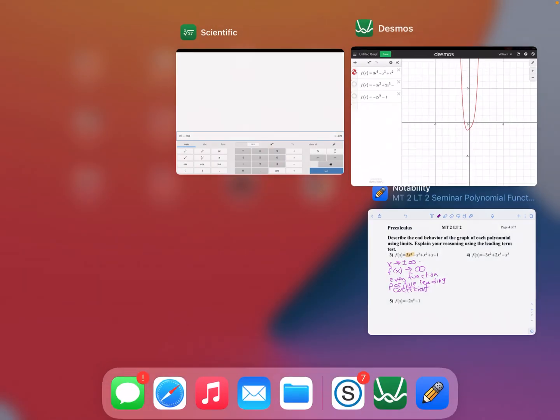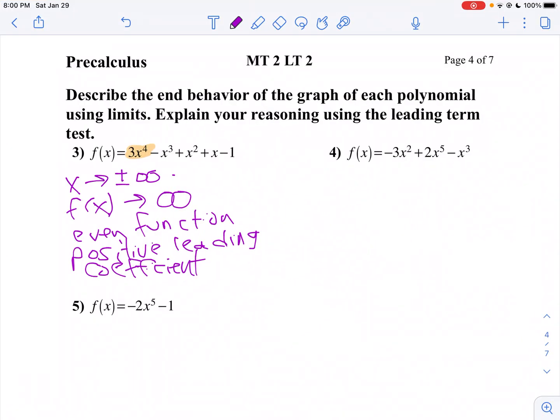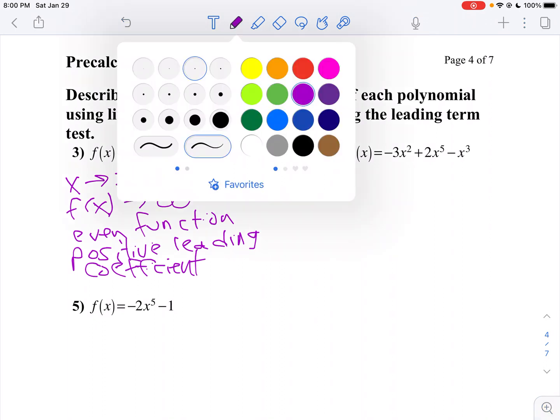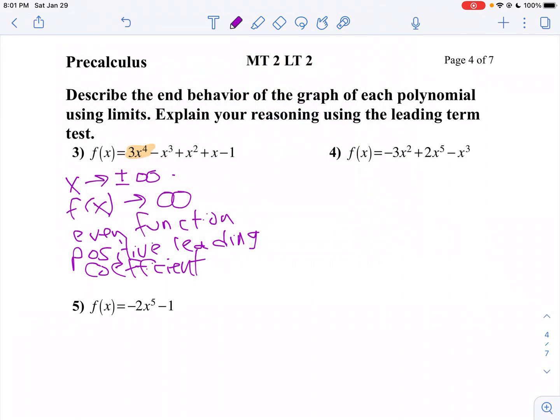Okay, now let's take a look at example 4. First off, notice I was trying to see if you're paying attention when I wrote the problem, because it's not written in standard form, is it? So first off, I'm going to rewrite this in standard form. So it's 2x to the fifth minus x cubed minus 3x squared.